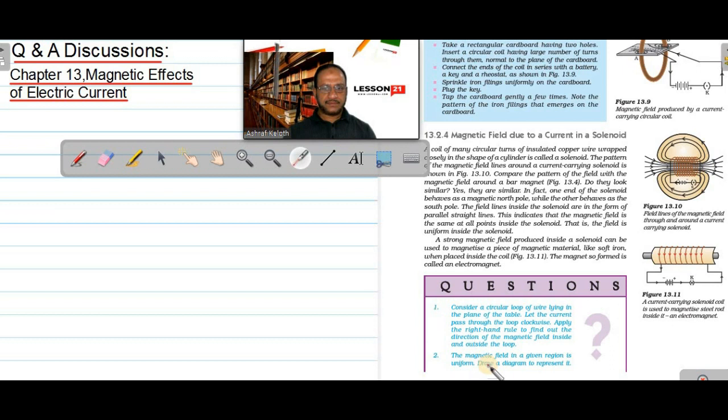The magnetic field in a given region is uniform. Draw a diagram to represent it. If the magnetic field is uniform, how can we represent that? Parallel lines. Okay. A uniform magnetic field can be represented by parallel lines with equal gap, equal spacing. So all of you draw this diagram: straight lines, parallel to each other, and also with equal spacing. This represents a uniform magnetic field.